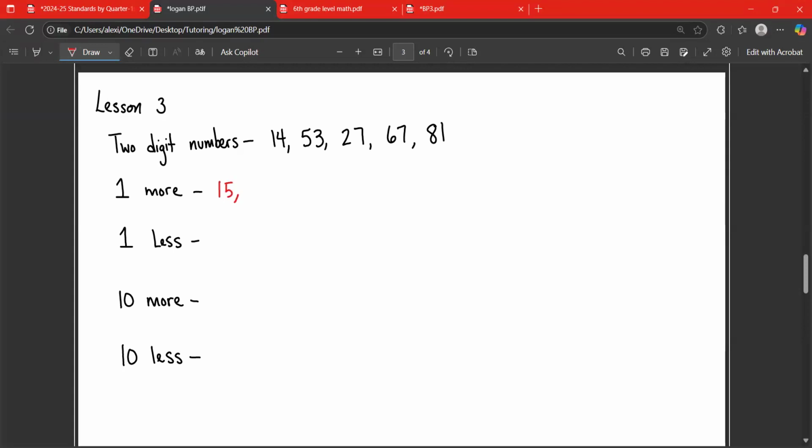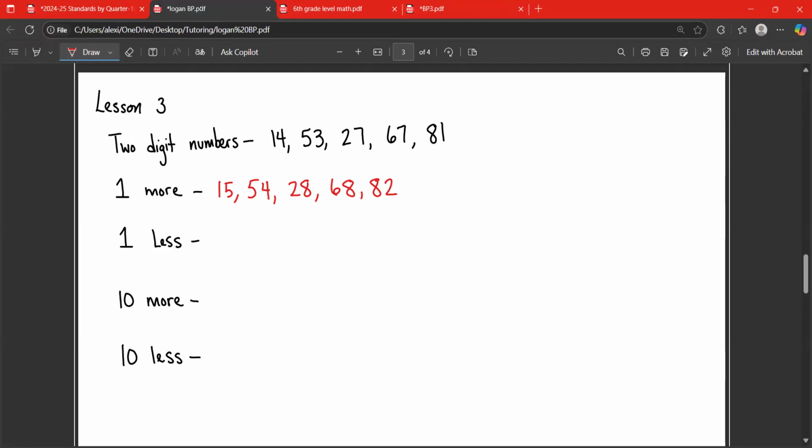Okay, what is one more than 53? So again, when you're counting, you get to 53. What is the number you say after 53? That is one more than. So that's 54. What about 27, 28? What about 67, 68? And what about 81, 82? These are one more than their given numbers.